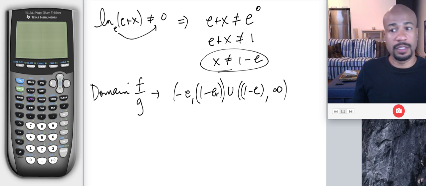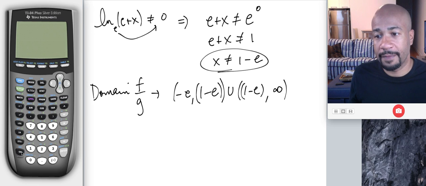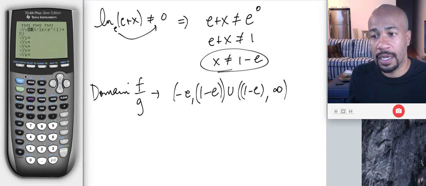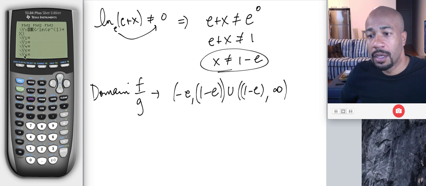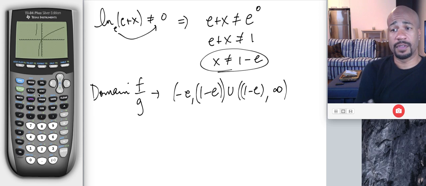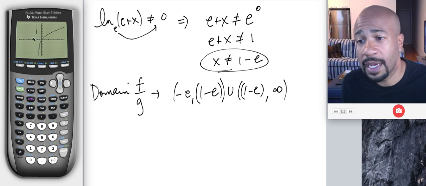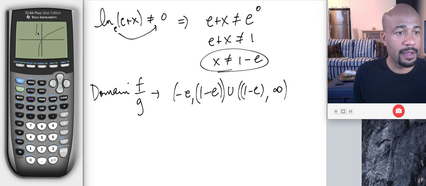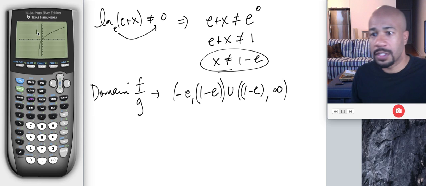Well, how do you know that this works this way? Well, you'd actually have to graph it to see what's going on. So I already had it set up, so I'll graph it, and this is what the graph looks like. If you notice, this is about negative 3. Well, negative e is about negative 2.817, right? So it's very close to negative 3.